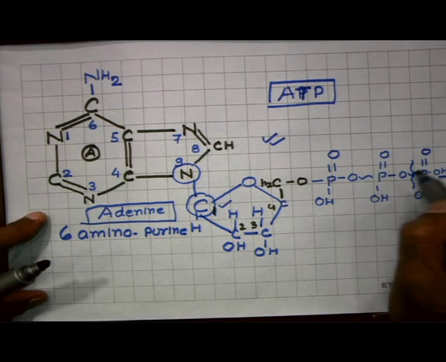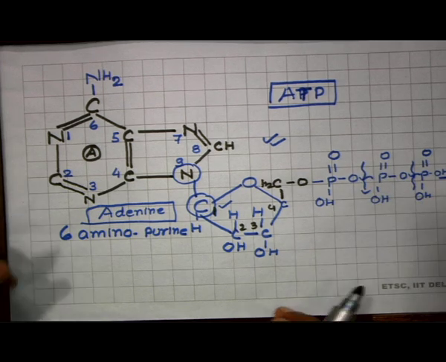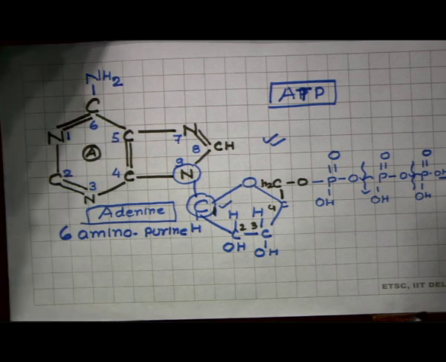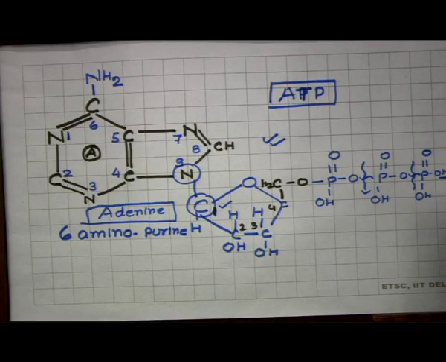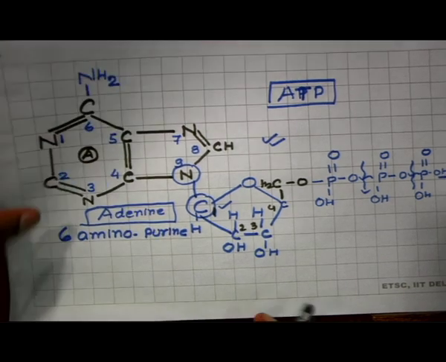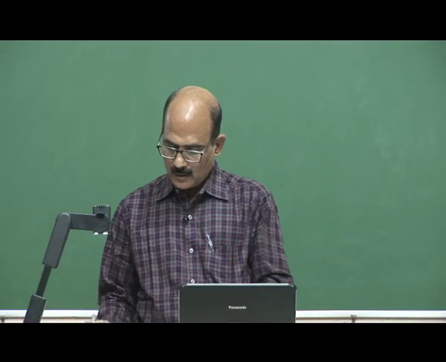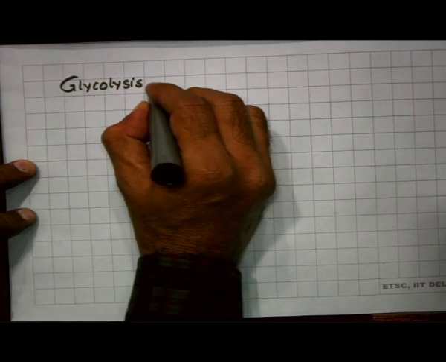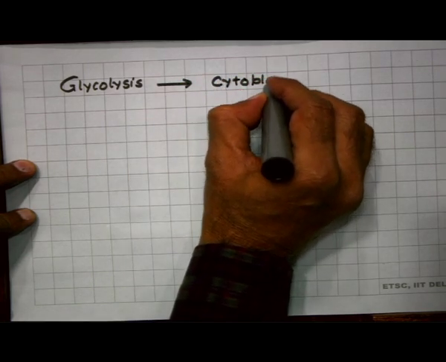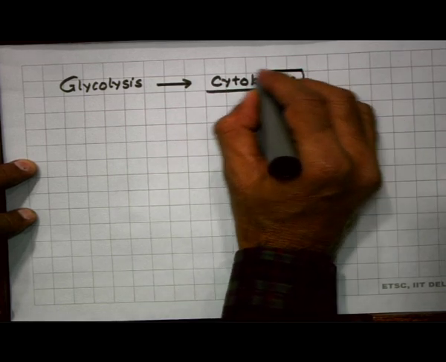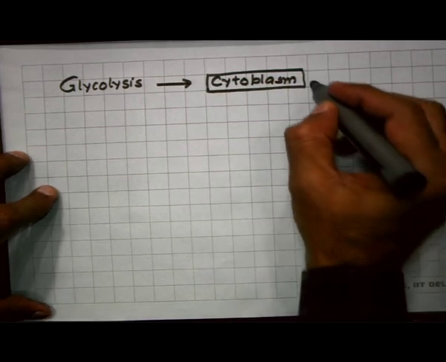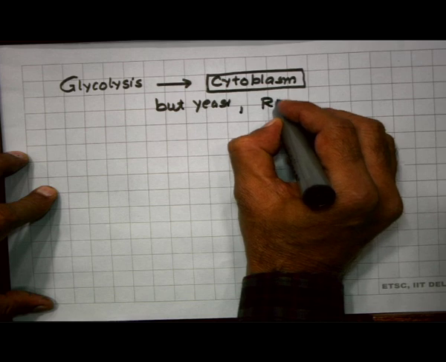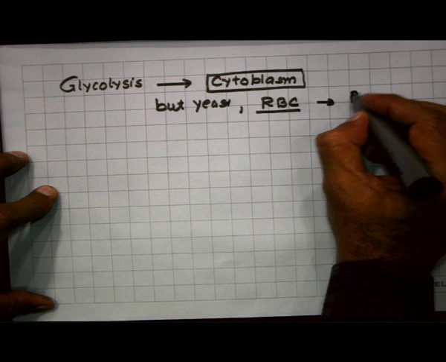This phosphate molecule, as we have discussed, liberates energy when the cell needs it. In the entire process of glycolysis, we will find that 2 ATP are used and 4 ATP are formed. Glycolysis takes place in cytoplasm, generally in all aerobic or anaerobic organisms, but in case of yeast and RBC, red blood cell, it occurs in plasma lemma.